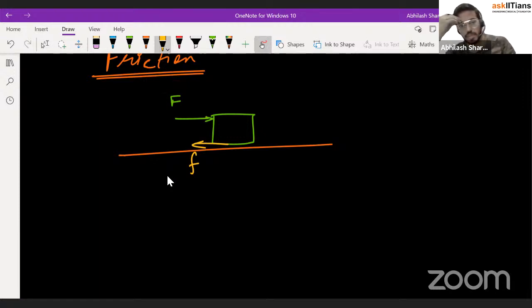Okay. Now we shall understand the nature of this force. What do you think? Is the value of friction always fixed or does it keep on changing?